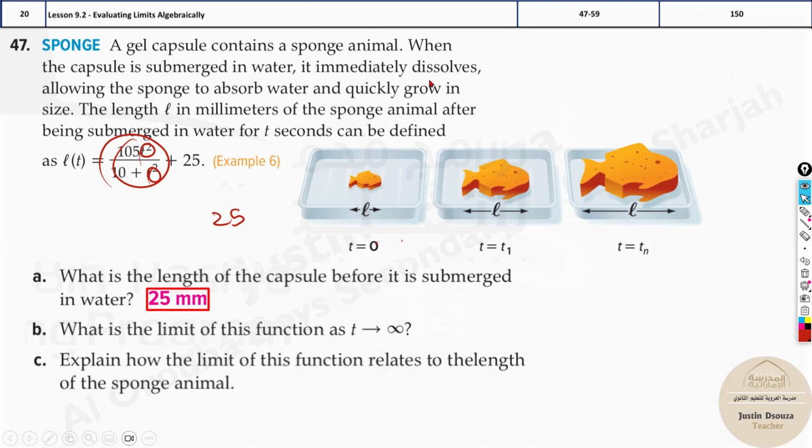It's given in mm, is it? I couldn't see. Yes, it's in millimeter, so it's mm. If it's not mentioned anything, then you can write in units. But since it's clearly mentioned the length in millimeters, so we write millimeters or mm.